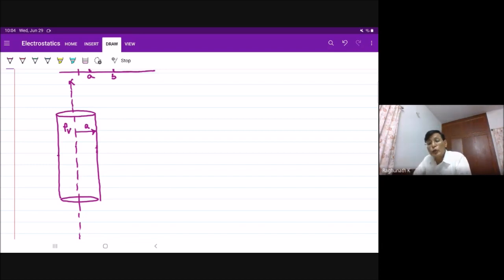Volume charge density is uniform. There are so many cases. If electrostatics were to be there in GATE, the discussion would have been about 6 to 7 hours, only on the applications of Gauss's law. There are so many good things actually. But because it is not there, we are not much worried now. I'm trying to give the entire concept required for us to understand this subject for the sake of different subjects. Now, check.